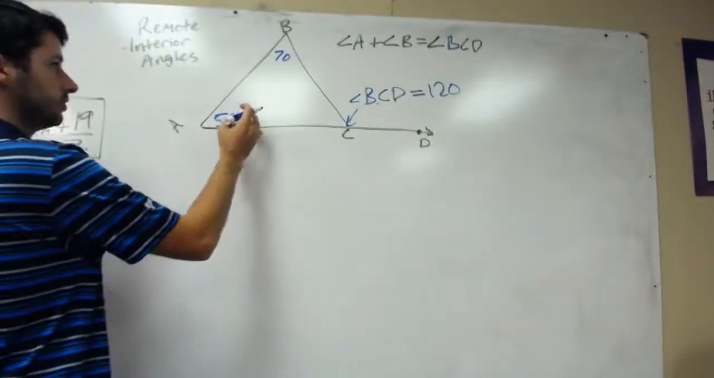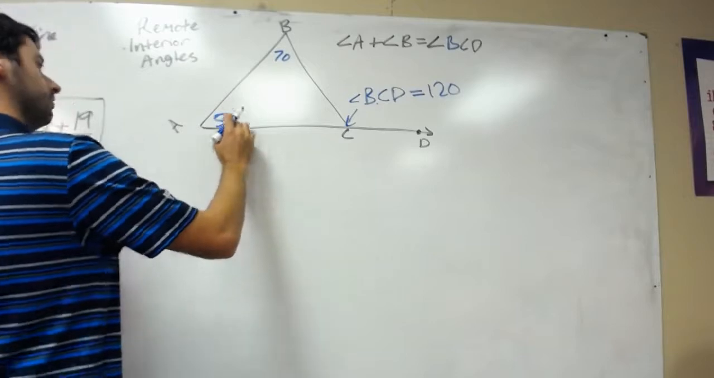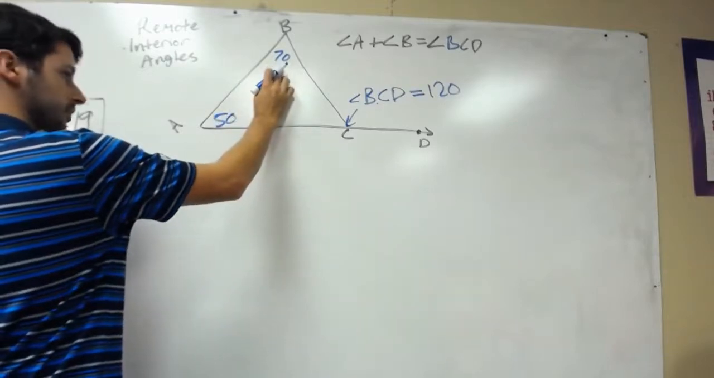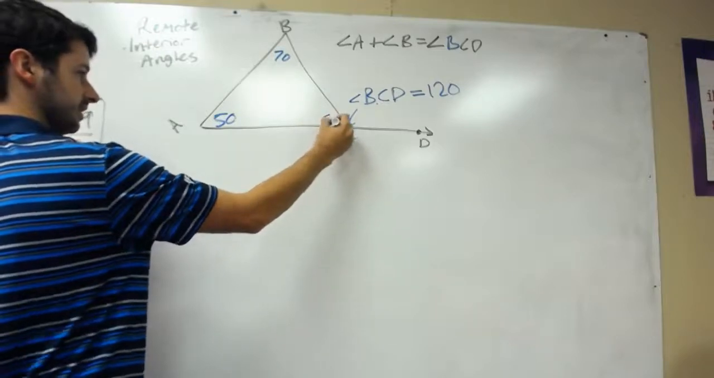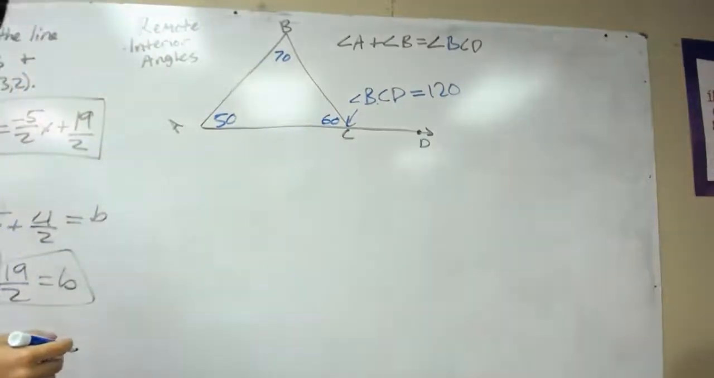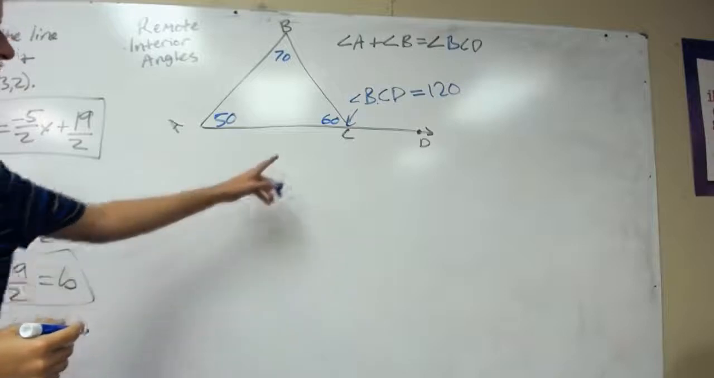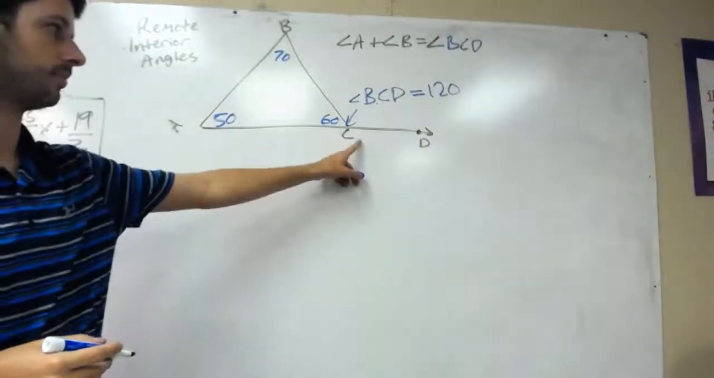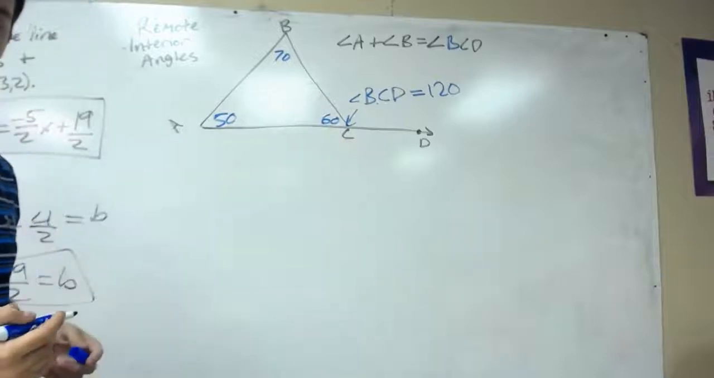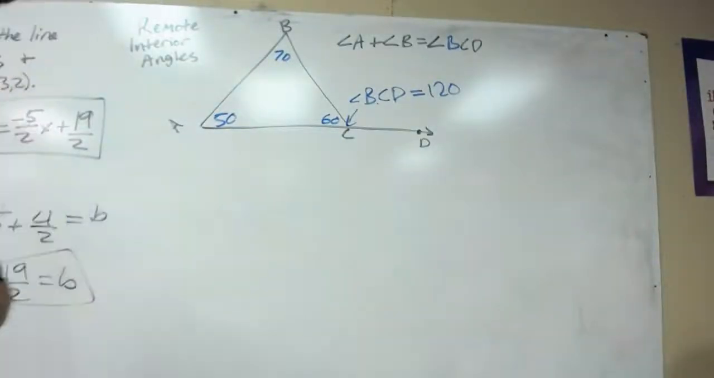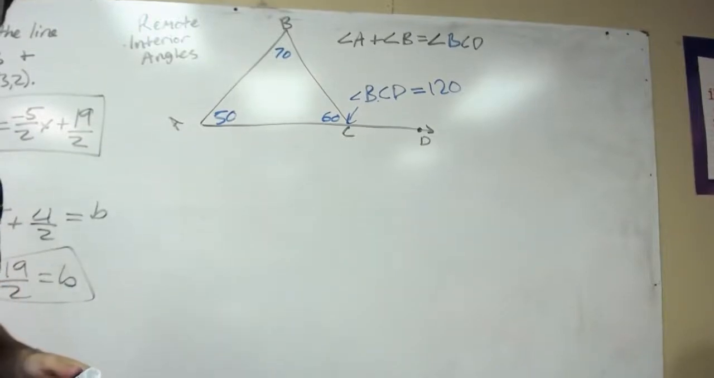Yes, you could use the triangle sum theorem and do 50 plus 70 is 120. You know that this angle must then be 60 because they must add up to 180. And then you would know these are supplementary, but notice it works out either way. But that is remote interior angles. Don't need to do any practice problems, but if you come across any of those, you can use that as a shortcut.